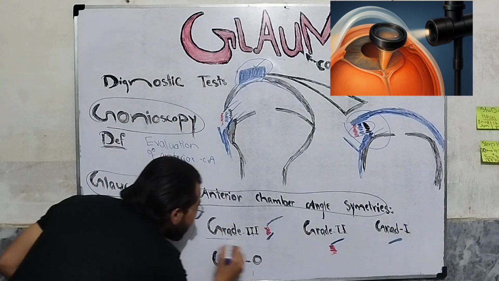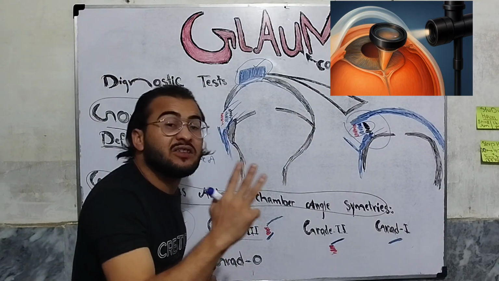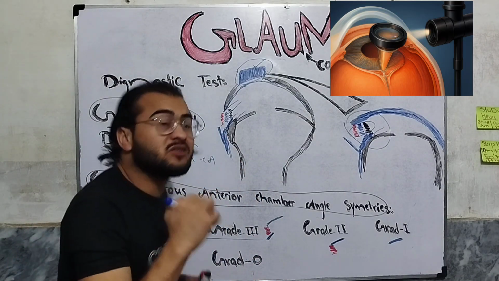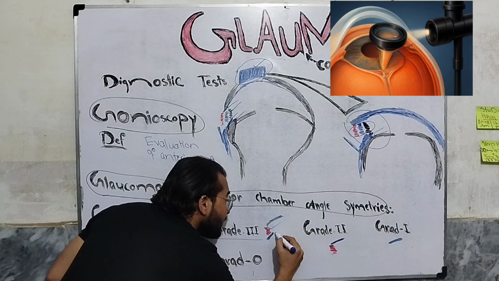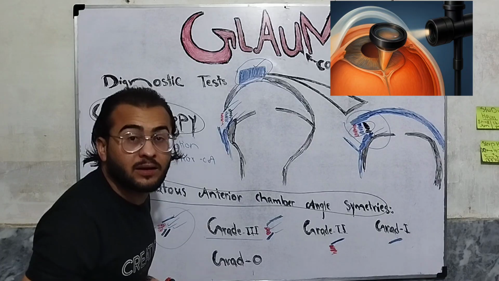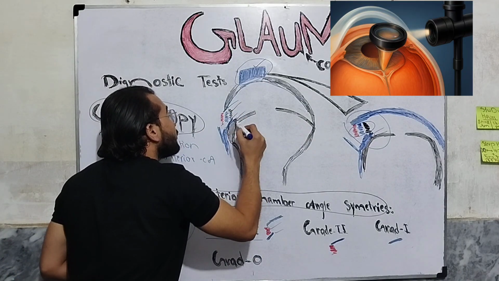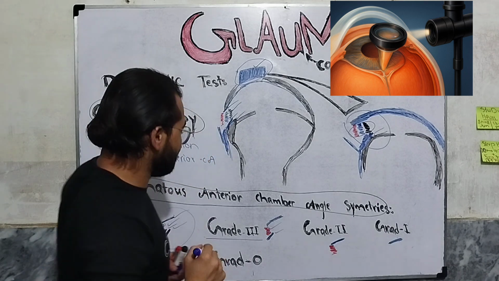Now we come to grade 3. In grade 3, only 3 structures are visible. It is also an open angle, but only 3 structures are visible: the Schwalbe's line, the trabecular meshwork, and the scleral spur. These are visible except the anterior part of the ciliary body.